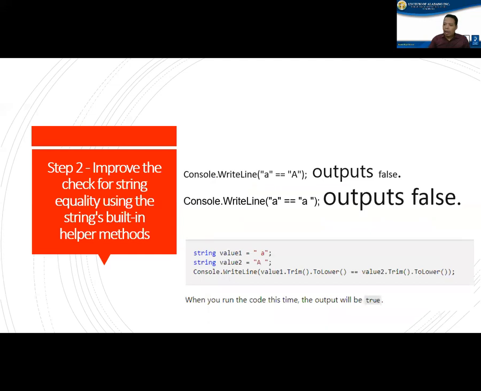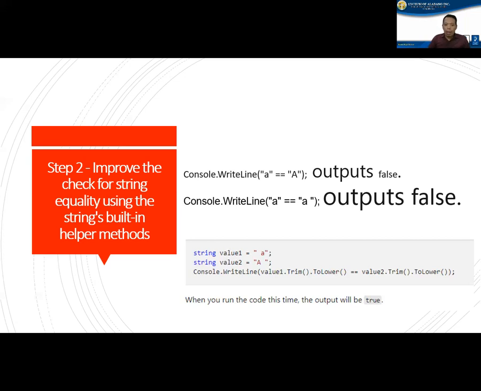So, step 2, you may be surprised that the line console.WriteLine lowercase a is equals to uppercase a outputs false. Because again, in C#, when comparing strings, case matters. No? Case matters.